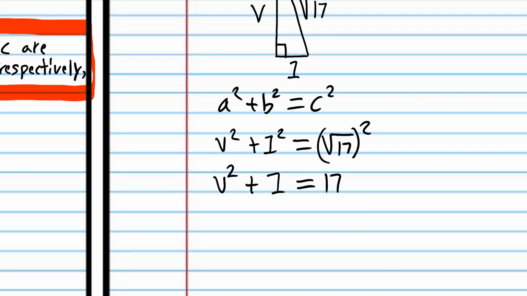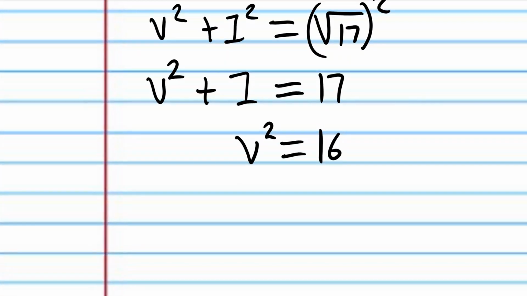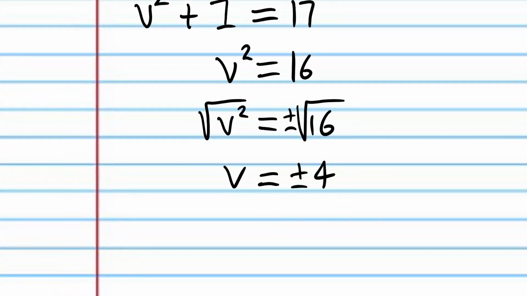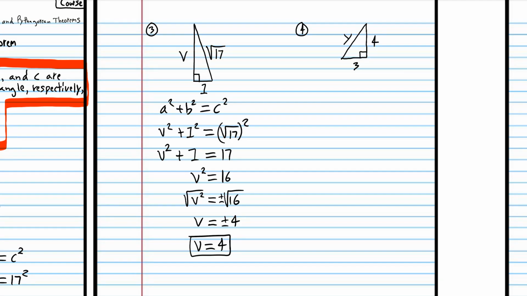All right, so now we have an equation with the square. We can just isolate the squares, subtract 1 from both sides, and we get v squared is equal to 16. We don't want v squared. We want v. So we have to get rid of that square on v. And so we're going to do the opposite of squaring, which is square rooting. Square root both sides, and we end up with plus or minus 4, because 4 times 4 is 16. But of course, the side of a triangle can't be negative, so we're just going to write positive 4, and that is the answer.